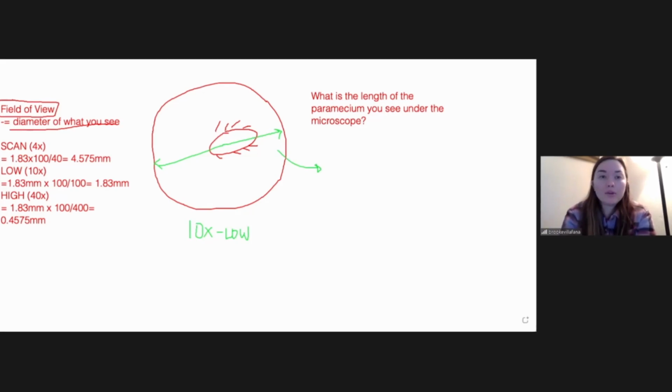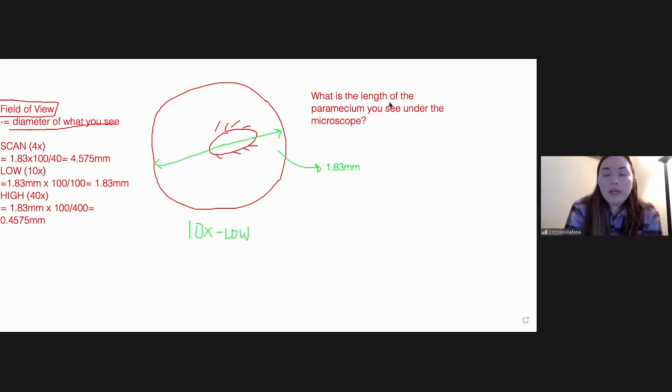1.83, right? So we already did the math for that. So good job. 1.83 millimeters is the distance across the circle. Okay, but we haven't answered the question, right? Because the question says, what is the length of the paramecium you see under the microscope? What is that paramecium length? So this is where you take a guess. You take a stab at it.